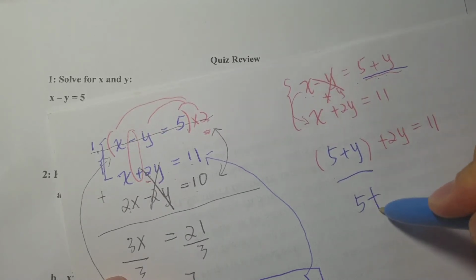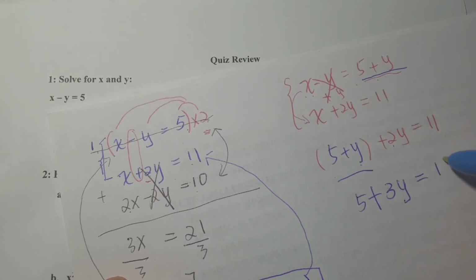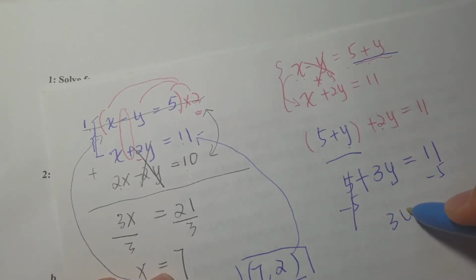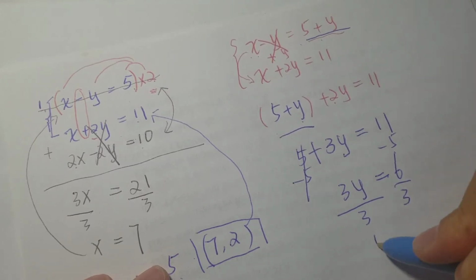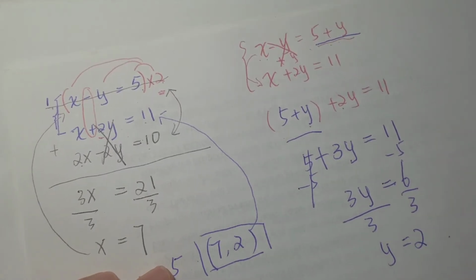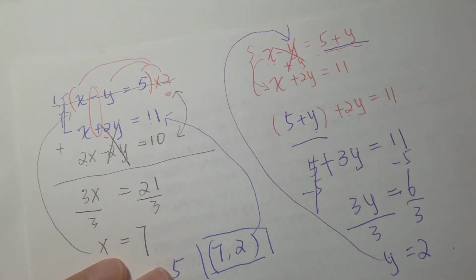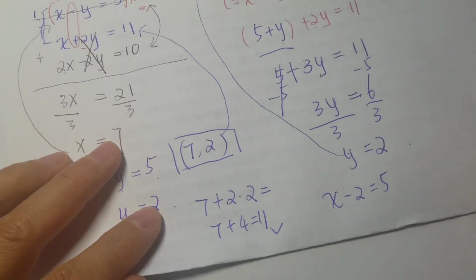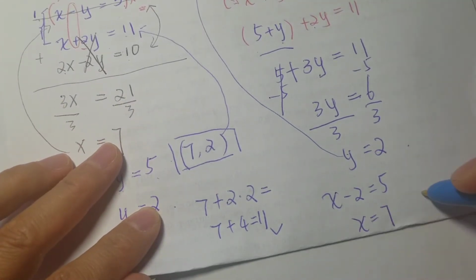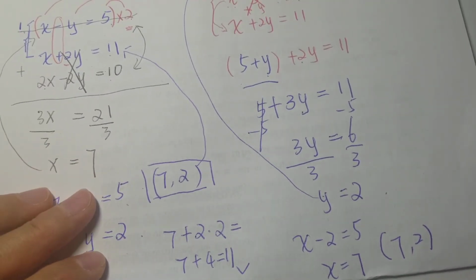Now I have 5 plus y with 2y, which is 3y equal 11. Subtract 5 from both sides, isolate the variable, where 3y equals 6. Divide by 3 on both sides, y equals 2. Now you can substitute your y equals 2 back into the first equation. Find out x minus 2 equal 5, where x equals 7. So in both two different ways, we got the same solution.